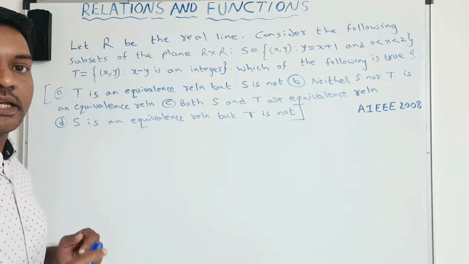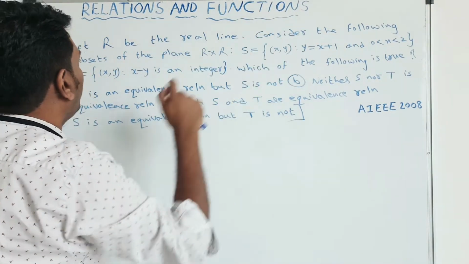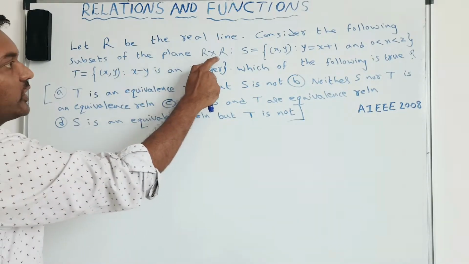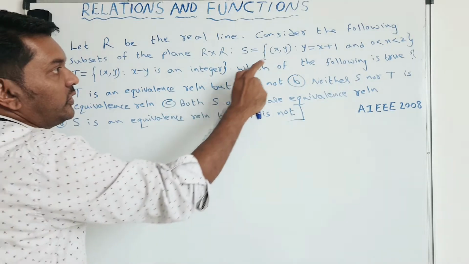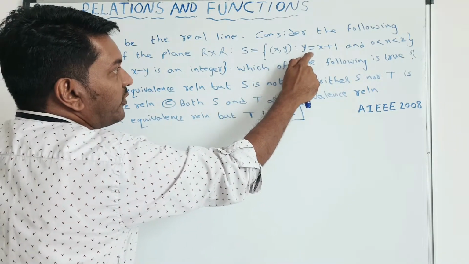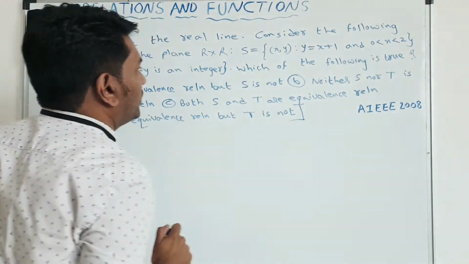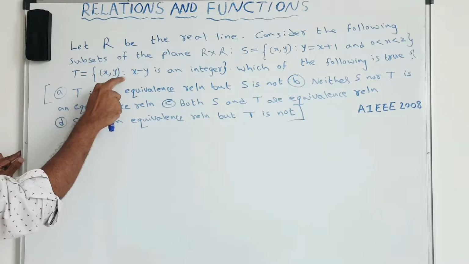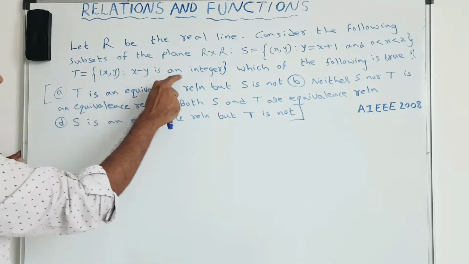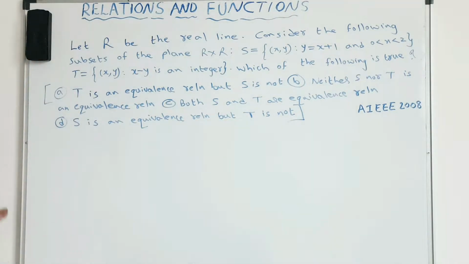Now we will see another MCQ question. Let R be the real line. Consider the following subsets of the plane R cross R such that S equal to {(x, y) such that y equal to x plus 1 and 0 less than x less than 2}, and another set T is given, the set of ordered pairs (x, y) such that x minus y is an integer. Which of the following is true? Different options are given.